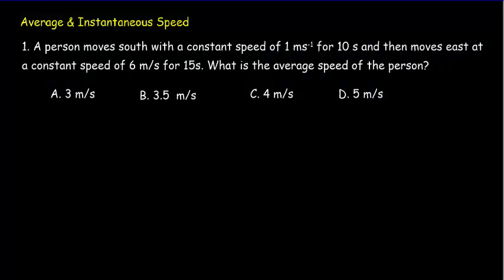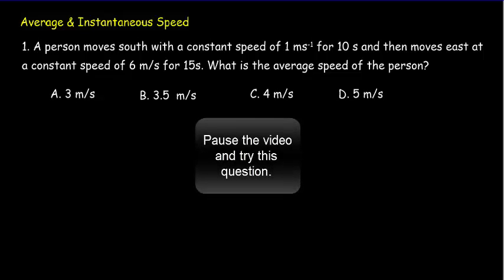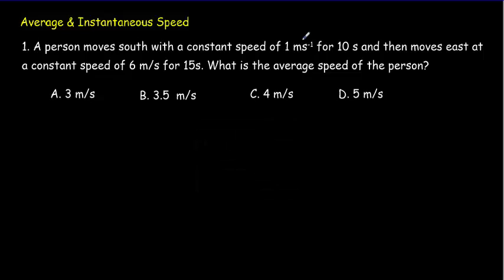The first few questions are going to be about average and instantaneous speed. Here's the first question. Pause the video, read the question over, come back for the answer. So I guess the warning here is don't take the average as just the average between the two speeds. Don't just add 6 plus 1, that makes 7, divide by 2 to make 3.5. That would not give the correct answer.